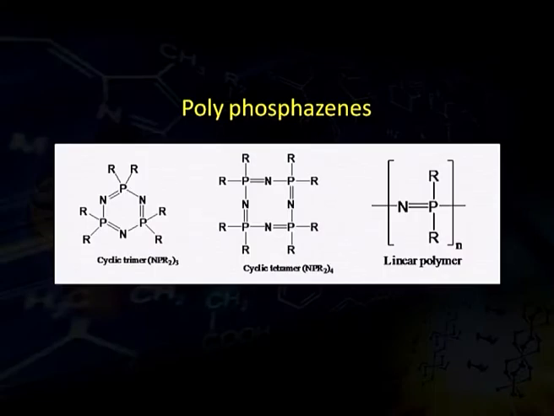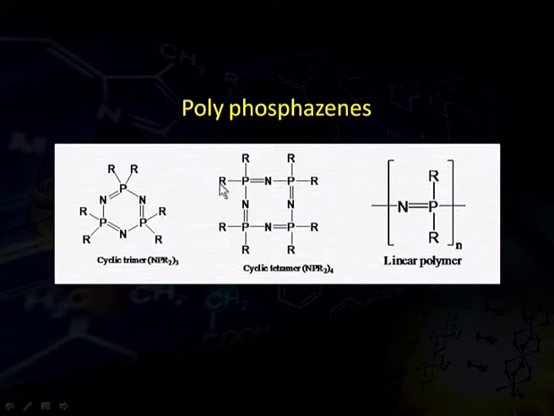Here we can see the structures. This one is the cyclic trimer. This is the trimer because it contains 3 nitrogen atoms and 3 phosphorus atoms. We can see each phosphorus atom is bound to 2 R groups also. This is the cyclic tetramer. Tetramer because it contains 4 nitrogen atoms and 4 phosphorus atoms. Again here also we can see each phosphorus atom is attached to 2 R groups.